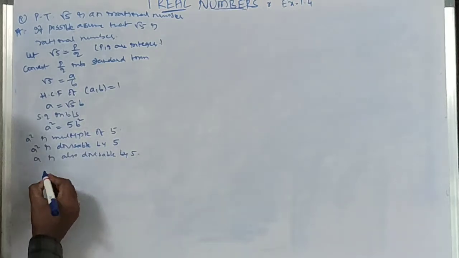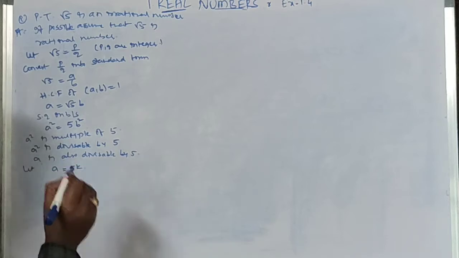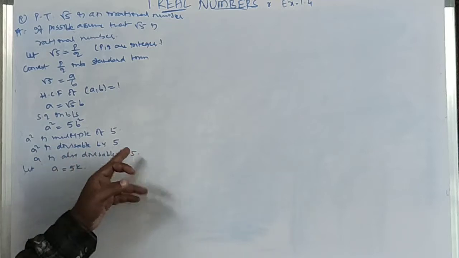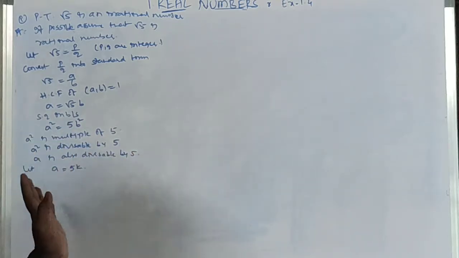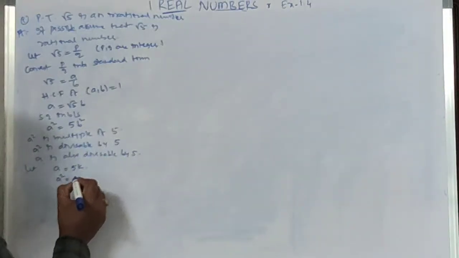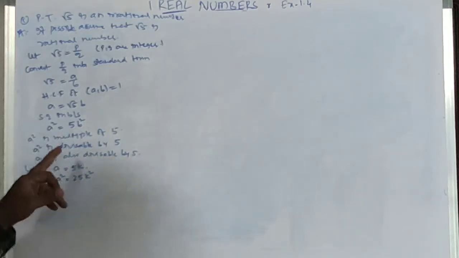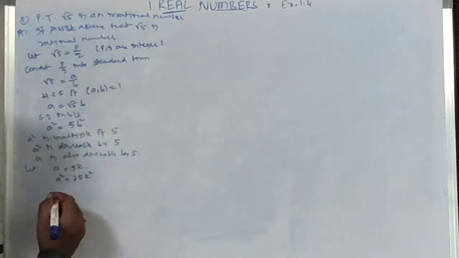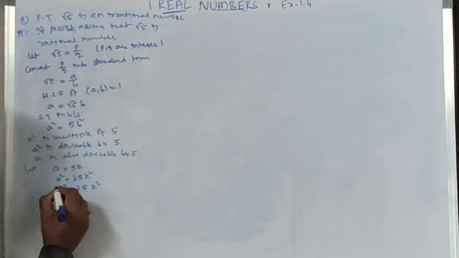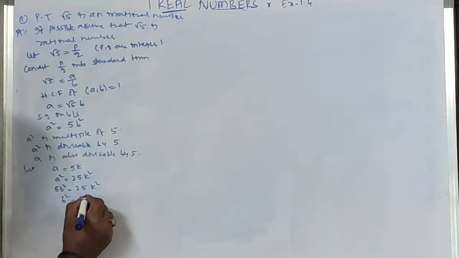If a is divisible by 5, a can be written as 5 into something, 5k. Let a equal 5k. So a is a multiple of 5. Squaring on both sides, a square equals 25k square. Already a square is 5b square, so 5b square equals 25k square. Cancelling 5, b square equals 5k square.